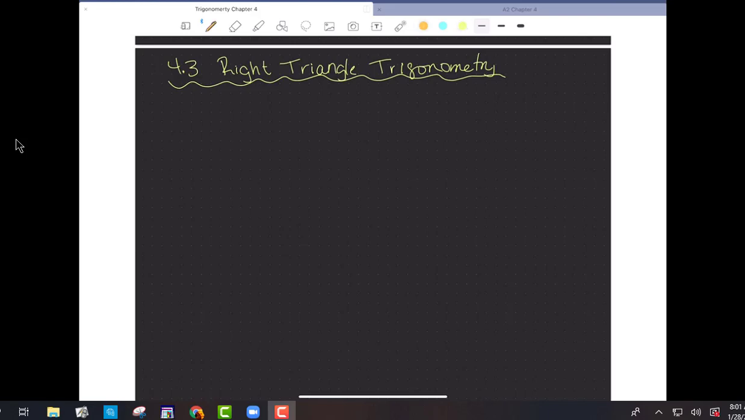If you go by the definition of trigonometry, anybody know what that is? It's the measurement of something. I think it's called triangle. Yeah, probably. So trigonometry, by definition, is just the measurement of triangles.